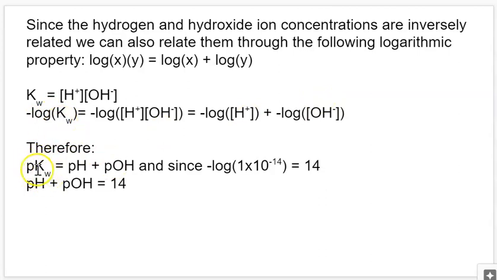So that means that the pKw is equal to pH plus pOH. And since Kw is equal to 1 times 10 to the negative 14, the negative log of that is going to be 14. So therefore, we have the expression pH plus pOH is equal to 14. And this is helpful because if we know the pH and we don't know the pOH, we can just subtract the pH from 14 to get the pOH, and vice versa.